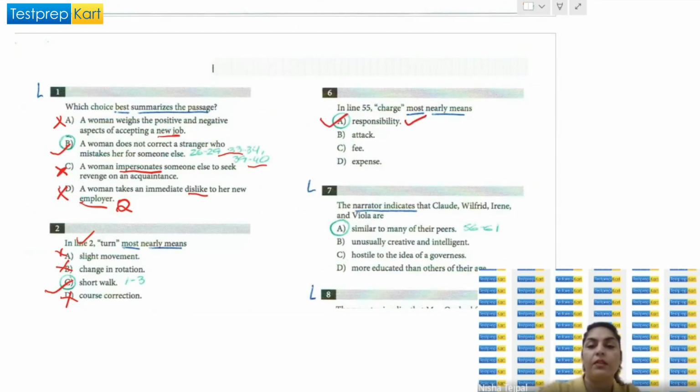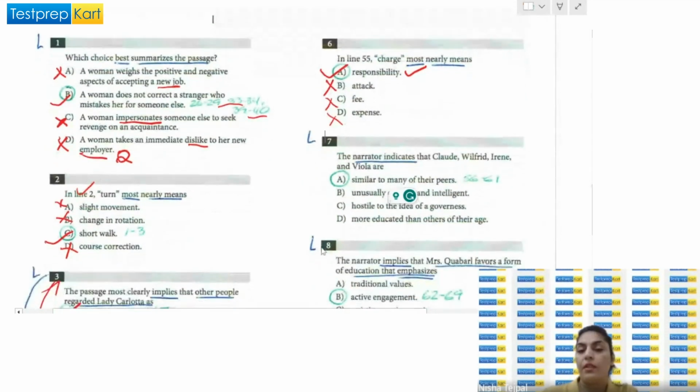Responsibility, A is right. The author is not talking about any attack. She has not come to attack anybody. Fee, no monetary segment described. Expense, no expenditure being described. So this is about the nature of the charge, the duty or the responsibility that Miss Carlotta has to take care of.